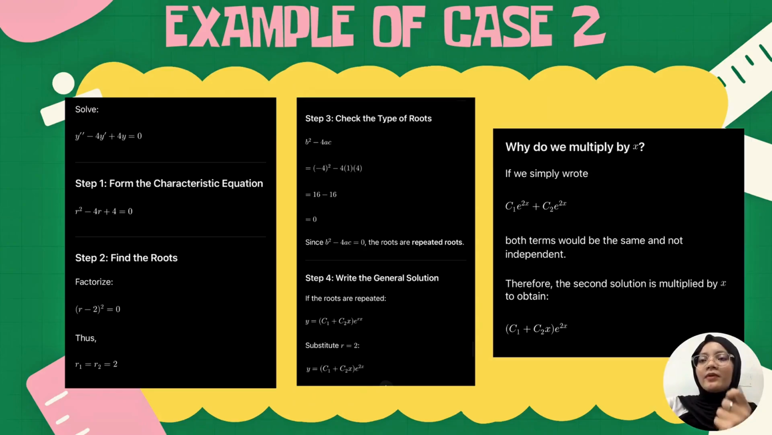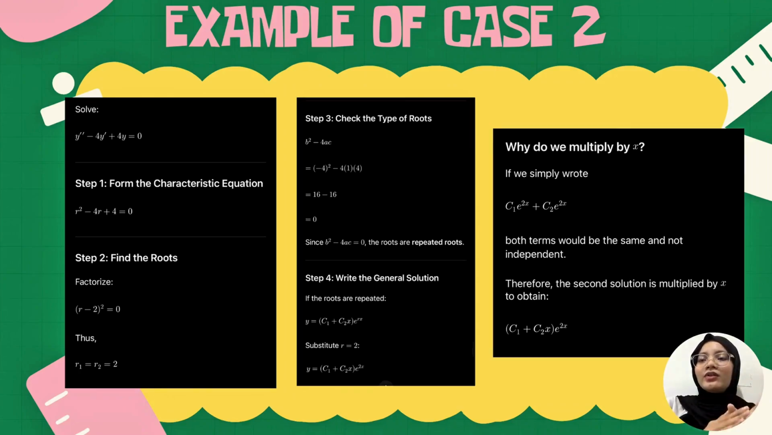Example for case 2 is we need to solve d squared y over dx squared minus 4 dy over dx plus 4y equal to 0. So first, just like case 1, you need to form the characteristic equation, which you get r squared minus 4r plus 4 equal to 0. Second, you need to find the roots. So based on the characteristic equation, you factorize the equation. Then you will get r1 and r2.